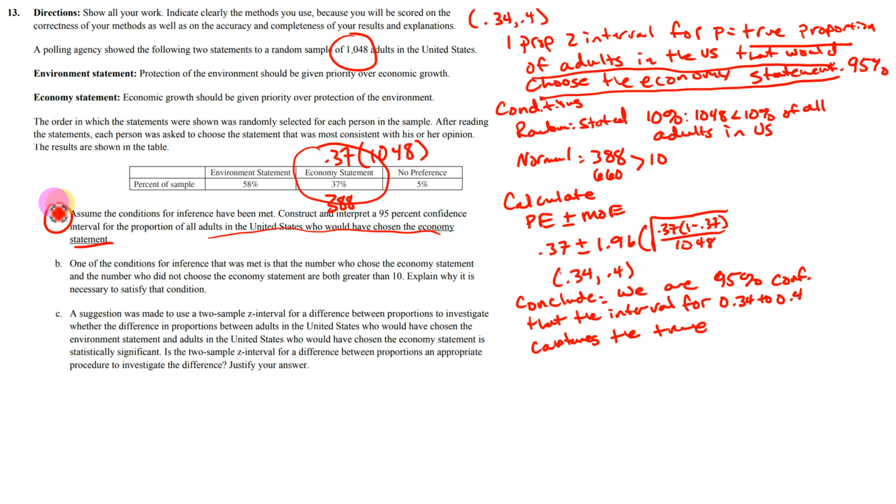So that's part A. Part B: one of the conditions for inference met was that the number who chose the economy statement and the number who did not choose the economy statement are both greater than 10. Explain why this condition matters. This is the large counts condition.